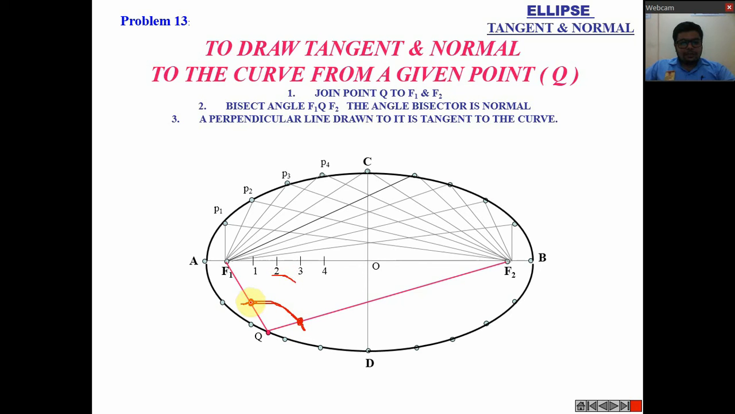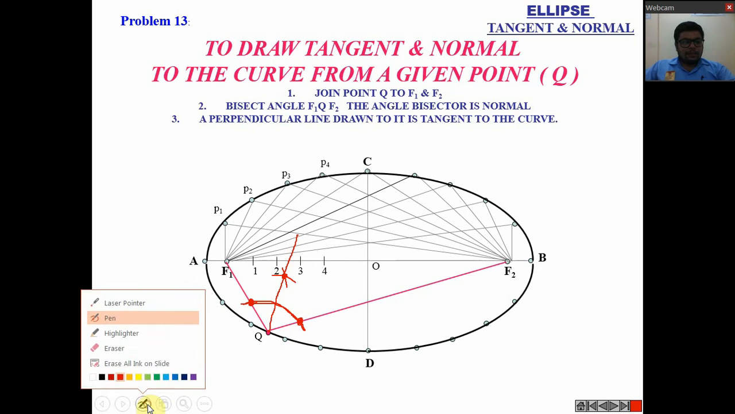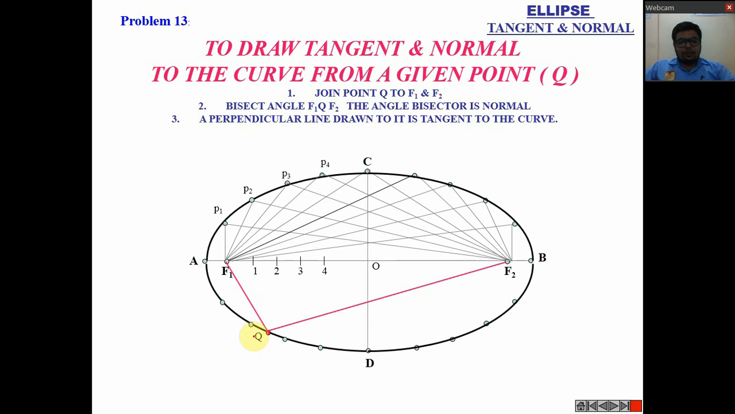And from the other intersecting point, take that as a center and mark a point. So you will get one point. If you draw one line passing through this, then this will be the bisector of the angle, and this will be your normal. So in this way you can generate the normal.